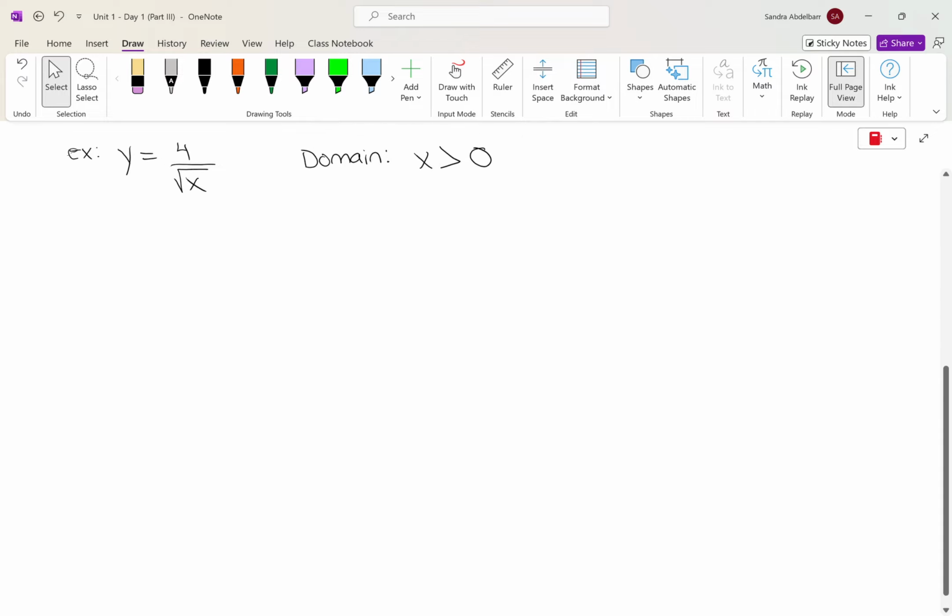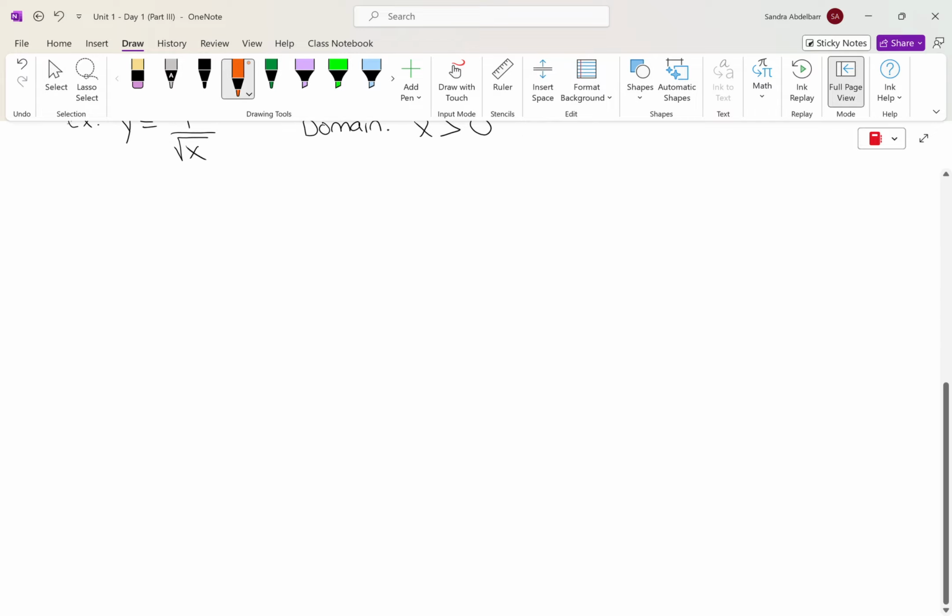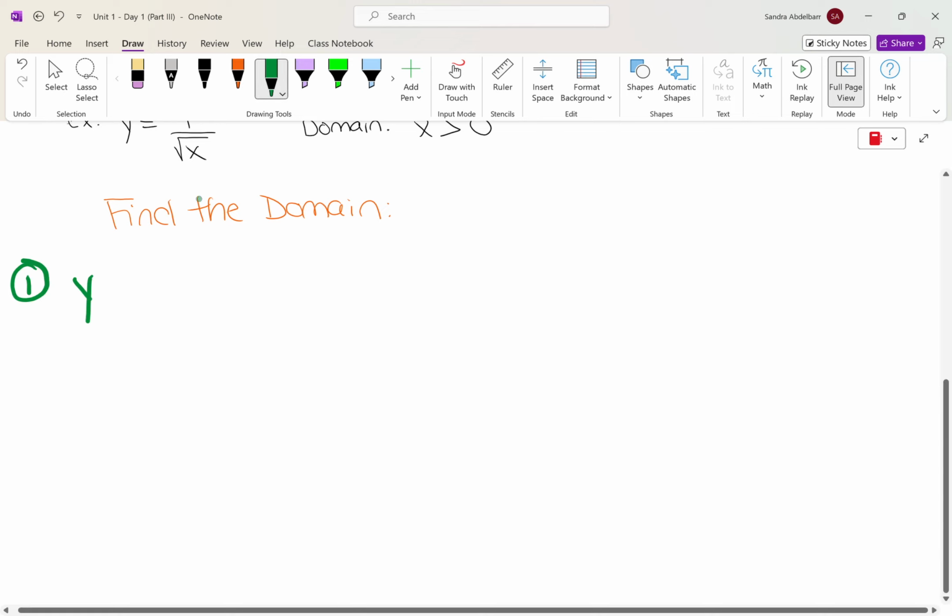Okay, so let's do some examples. We want to find the domain. And the first example is going to be y is equal to the square root of 2x plus 1.